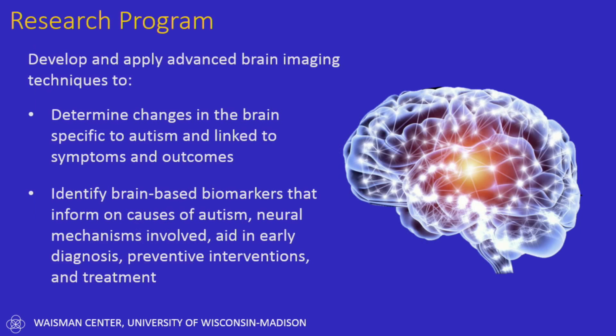And really, our research program for our lab is to develop and apply advanced brain imaging techniques to, one, determine changes in the brain specific to autism that might be linked to specific symptoms or outcomes that we see in individuals with ASD, but also to use this type of research to identify brain-based biomarkers that may inform on different causes of autism, different neural mechanisms that might be involved within the symptoms that we see, aid in early diagnosis, and also try to develop preventative interventions and or treatments for ASD.